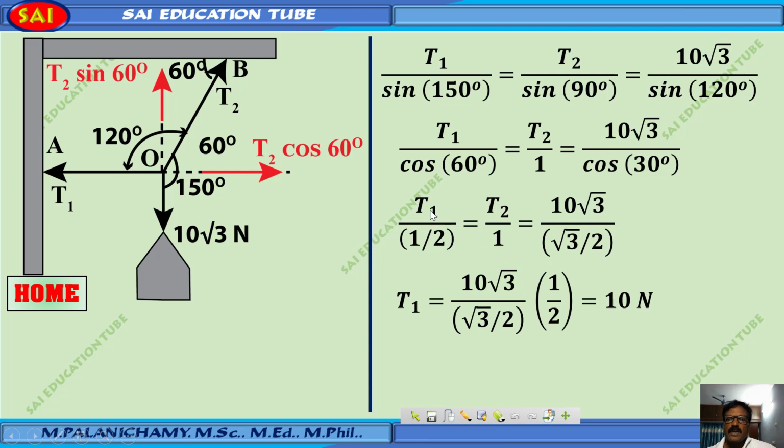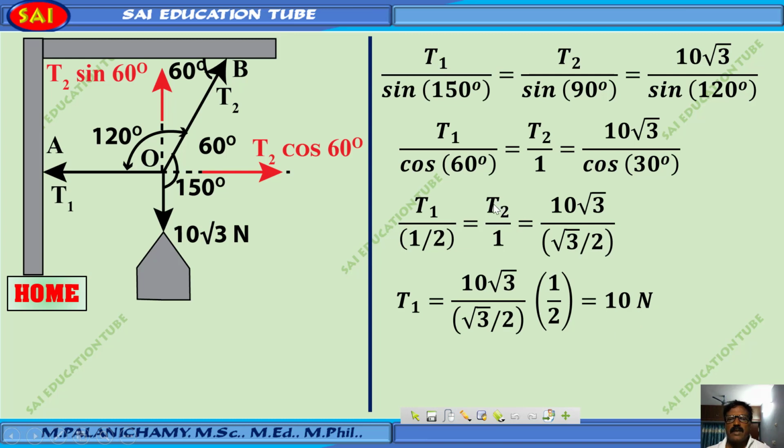To arrive at the value of T1 we can equate these two terms, that is T1 by 1 by 2 equal to 10 root 3 by root 3 by 2. Therefore T1 equal to 10 root 3 by root 3 by 2, into this half goes here. Here it is in the denominator, therefore it goes here. Therefore 10 root 3 by root 3 by 2 into half is equal to 10 Newton.